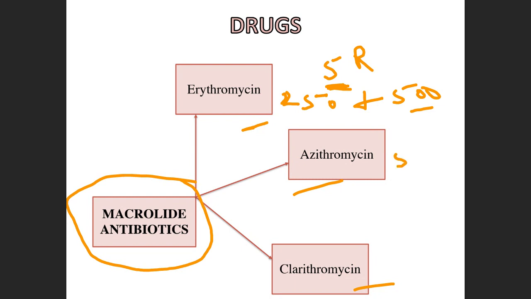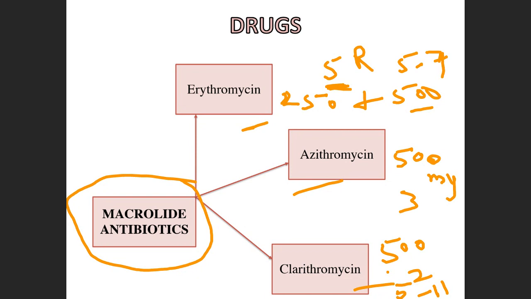Azithro is available in 500 milligram. Azithro has to be given 500 milligram once daily, especially in the morning. Whereas clarithro is given 500 milligrams twice a day for 5 to 11 days. Azithro is for 3 days; this can be 5 to 7 days.